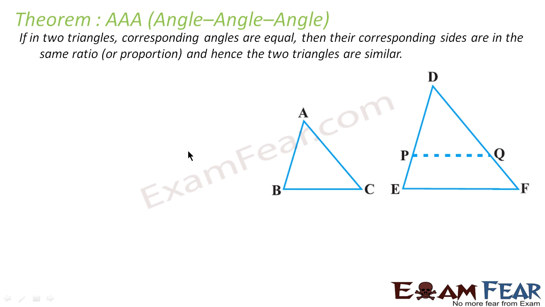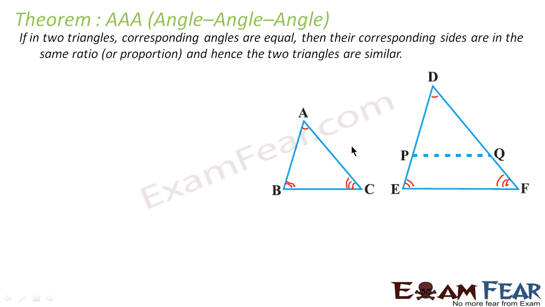So we have this theorem, the angle theorem. The theorem says that in two triangles, if the corresponding angles are equal, that is, angle A is equal to angle D, angle B is equal to angle E, and angle C is equal to angle F, then the sides are in the same ratio, that is, they are proportional, and hence the triangles are similar.